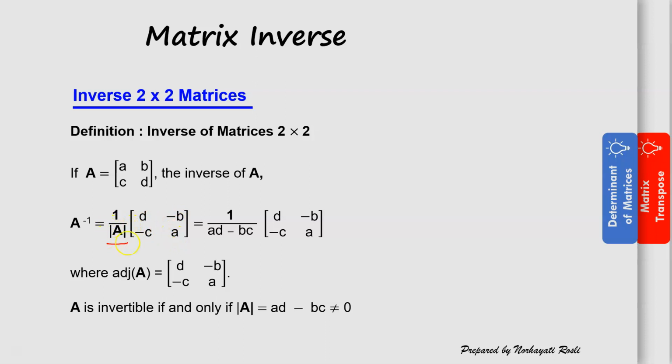We know that the determinant of this matrix A is given by ad minus bc, so the inverse of A equals 1 over ad minus bc times [d, -b; -c, a], where this matrix we also call the adjoint of A. A is invertible if and only if the determinant of A, which is ad minus bc, is not equal to 0. If this equals 0, we get 1 over 0, which is undefined. So the inverse does not exist in that case.